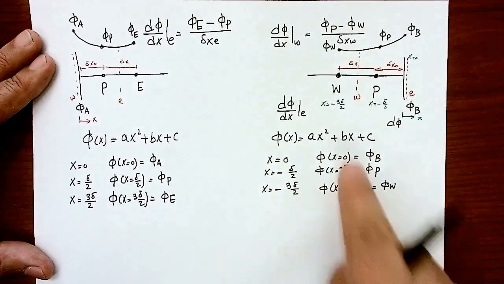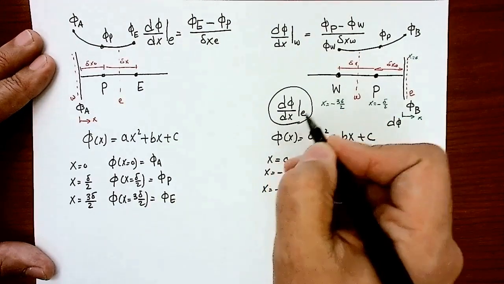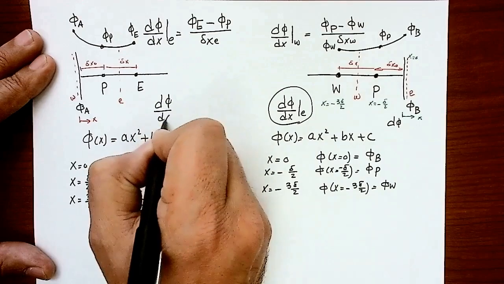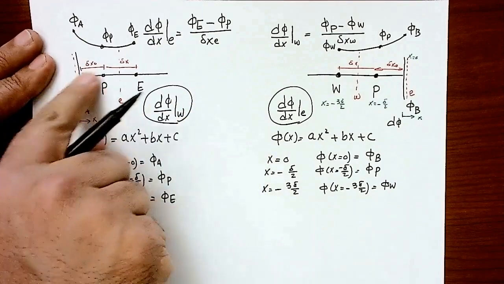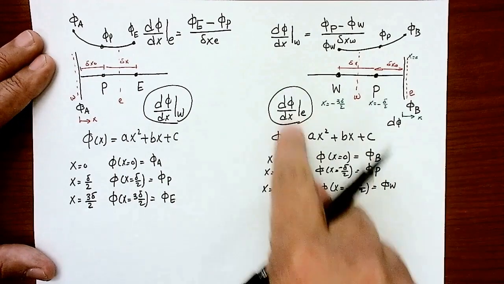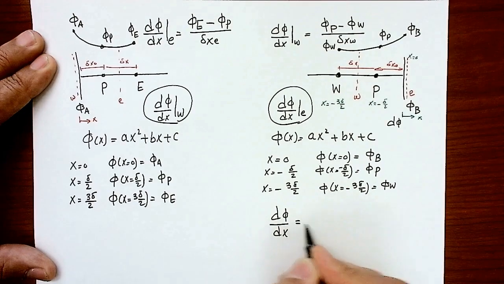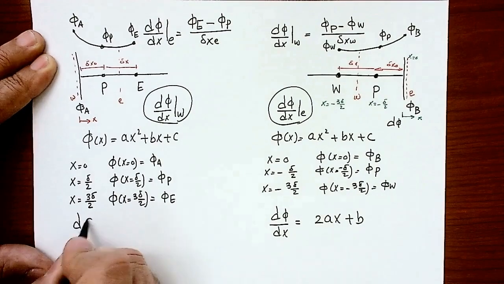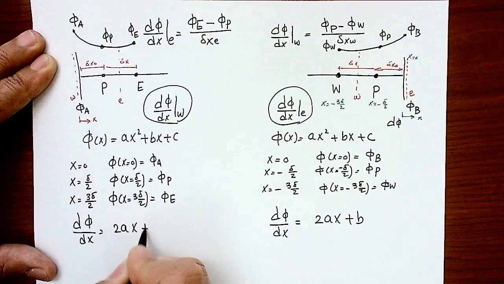Which one am I interested in? I got that function or I got that function. I'm looking for d phi by dx on the east face for this side. Here, I'm looking for d phi by dx on the west face for that side. I need this because I couldn't use the linear approximation here as well. So, you got this equation, take the derivative. So d phi by dx is equal to 2ax plus b. Do the derivative here. d phi by dx is going to be 2ax plus b.